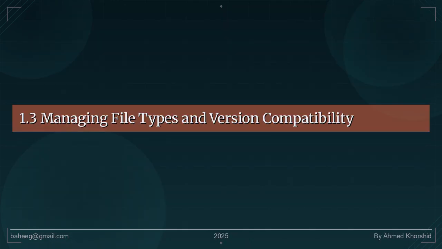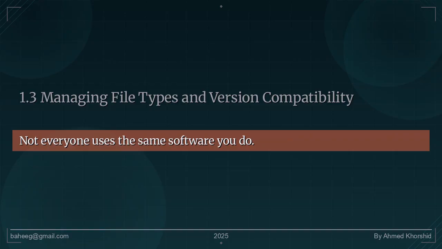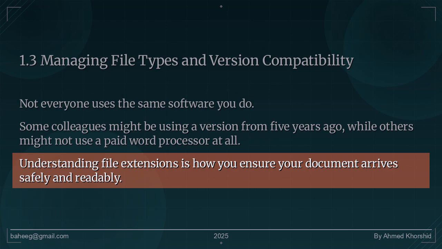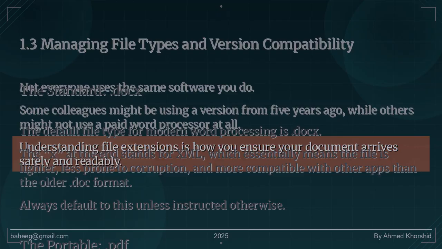1.3 Managing file types and version compatibility. Not everyone uses the same software you do. Some colleagues might be using a version from 5 years ago, while others might not use a paid word processor at all. Understanding file extensions is how you ensure your document arrives safely and readably.